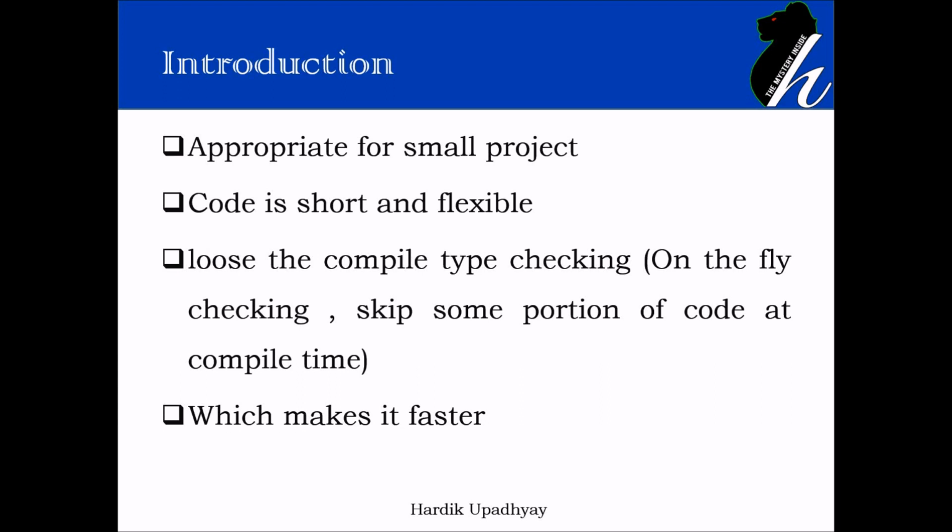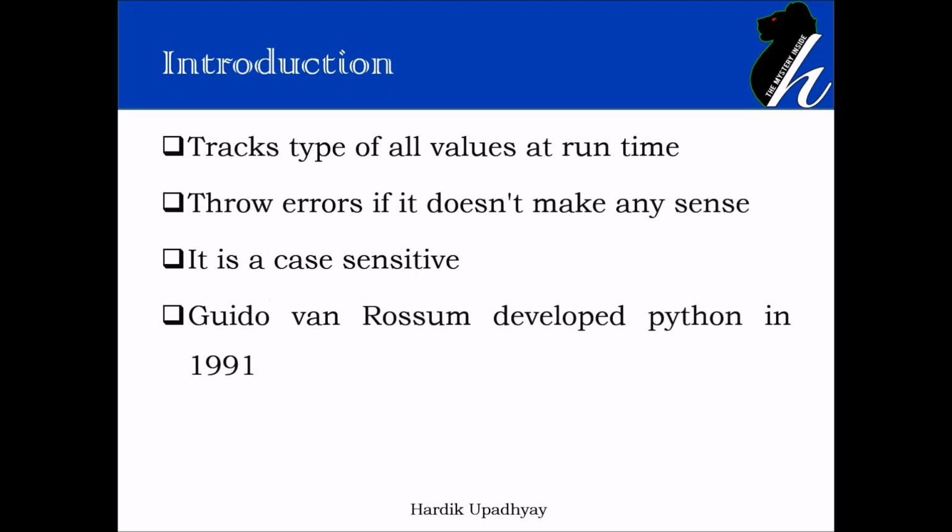Python is appropriate for small projects. Code is short and flexible. It is going to skip some portions of your code at compile time, so it would take less time for execution. So that is definitely going to make your Python program faster as compared to other programming languages. As I have explained, whatever value we assign to a variable, on that basis it is going to track the type of the variable. If you try to access a variable without assigning any value, then it is going to throw an error. Python is case sensitive, so small a and capital A are not the same, they are different.